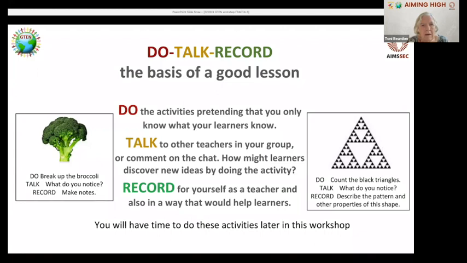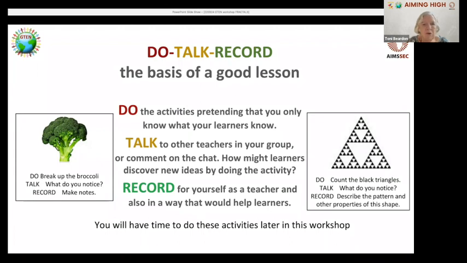So thanks. And we'd like you to look at the broccoli on the left and the triangle on the right. So we want you to think right now, what do you notice about the broccoli? Just for now, just what do you notice about the broccoli? How could you make it into a mathematical conversation? And then on the right as well, what questions come into your mind if you just look at the multiple pattern of triangles on the right?